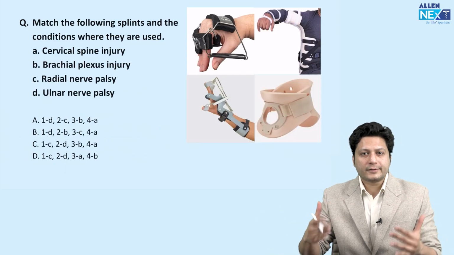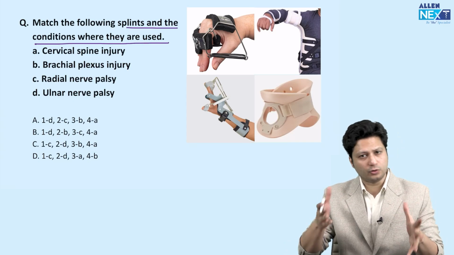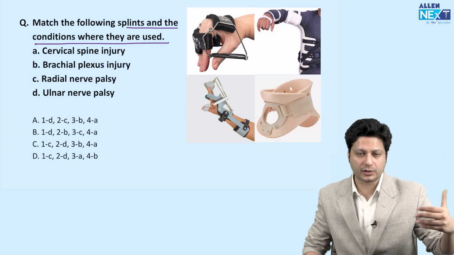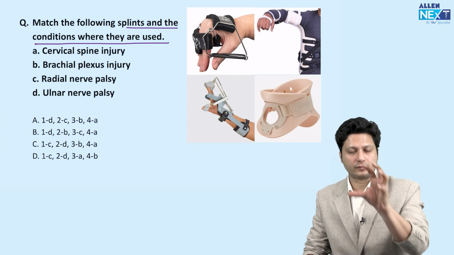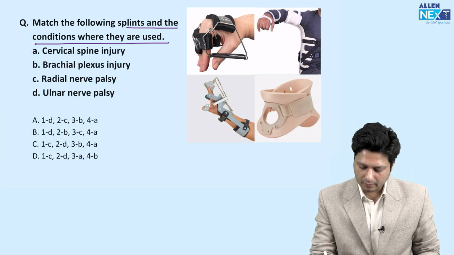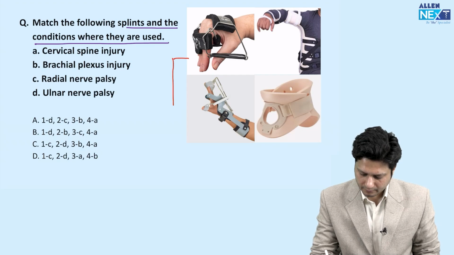All right. The next question is to match the following splints and the conditions where they are used. It is simple: you just have to identify the splint and the indication provided in the options. First of all, on the basis of the image provided, let's identify the splint. The first splint, number 1, is the Bunnell splint.